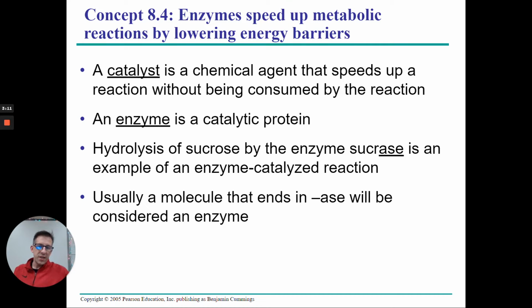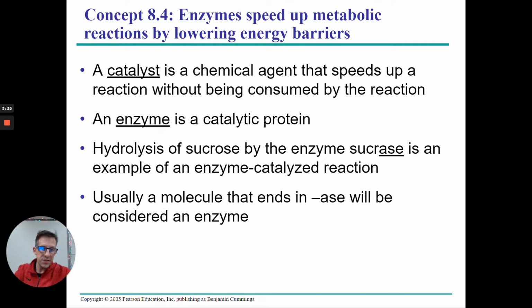The example that's given here in the last 2 bullet points discusses one that we've already seen before in Chapter 5. And so what you'll notice here, that we will have to apply some of the stuff that we've learned in Chapter 5 to this particular topic. And the bullet point here in number 3 says hydrolysis of sucrose can be done by the enzyme known as sucrase. And this is an example of an enzyme catalyzed reaction.